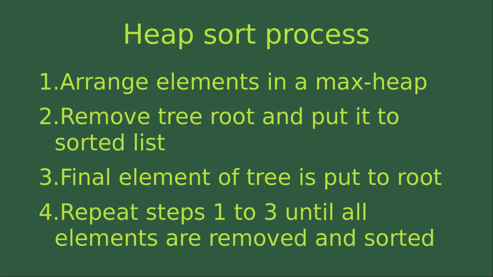In this video, I'm going to talk about the heap sort process. So in general, the heap sort process involves these steps. First, we need to arrange the elements in the max heap structure. Then we need to remove the tree root from the max heap structure and put it into the sorted list. And then the final element of the tree is put at the root. Then we repeat steps 1 to 3 until all the elements are removed and sorted.